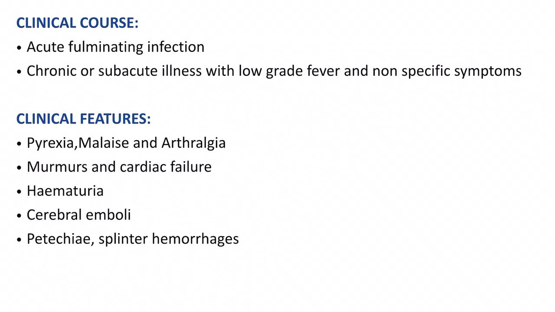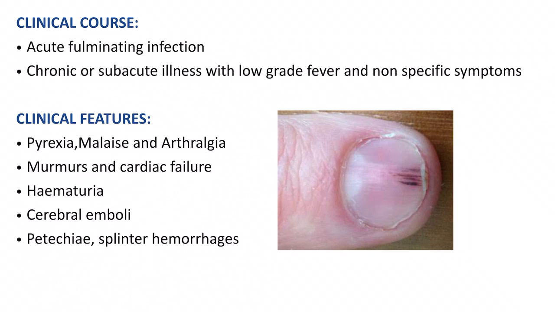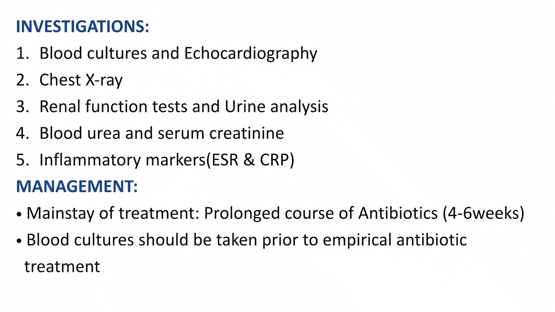Splinter hemorrhages are the hemorrhages which occur under the nail beds. You can see in the image, that is the splinter hemorrhage. It is an irregular, purplish lesion, occurring specifically under the nail beds. So the investigations which are done in cases of infective endocarditis are first blood cultures and echocardiography. These are for the diagnosis of the disease itself.